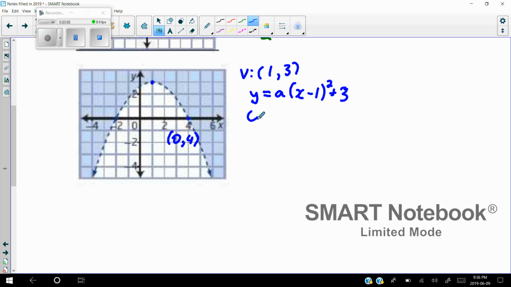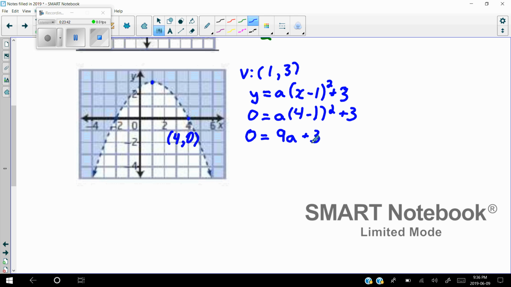Okay, that is not the point 0, 4. That is the point 4, 0. 4 for x, 0 for y. And then I put in 0 equals a times (4 minus 1) squared plus 3. Okay, spend a little bit of time solving. 4 minus 1 is 3. 3 squared is 9. 9a plus 3.